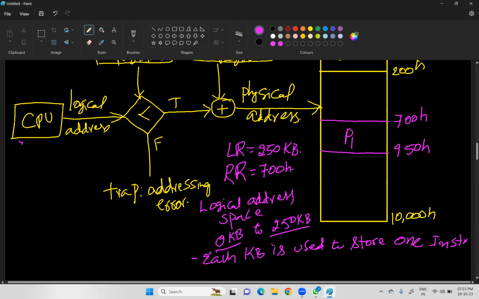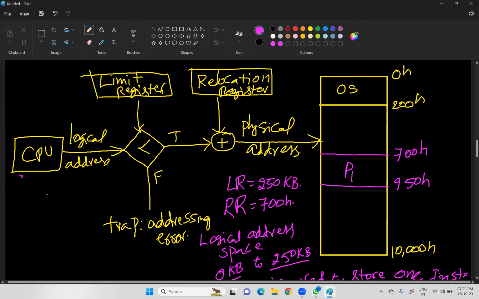Now look at this point here, whether this entire diagram satisfies our conditions or not. Let us have a look. The CPU has generated the 25th address, that is 25H. Is 25 less than 250? Yes, it is true. Since it is true, you just move this way.